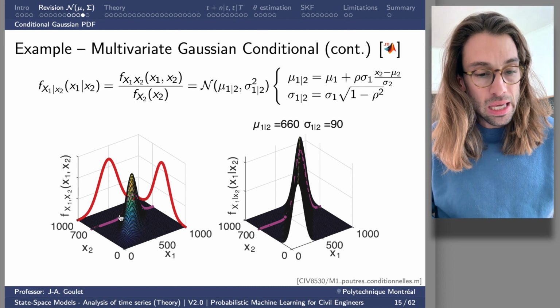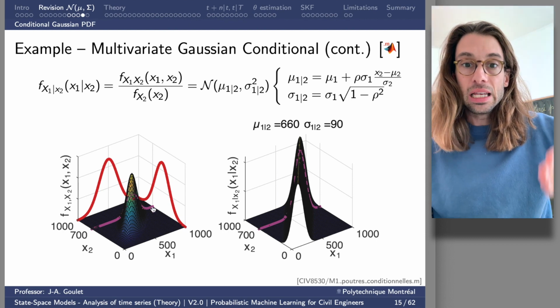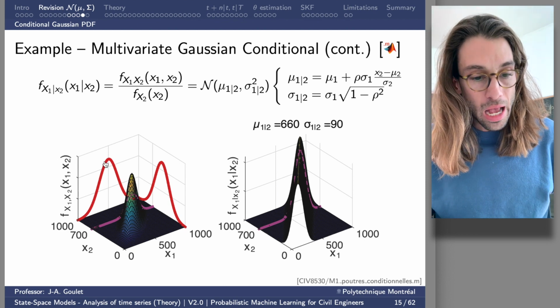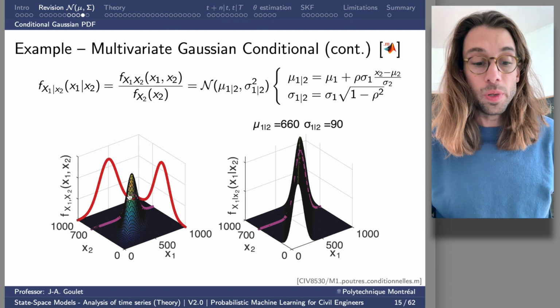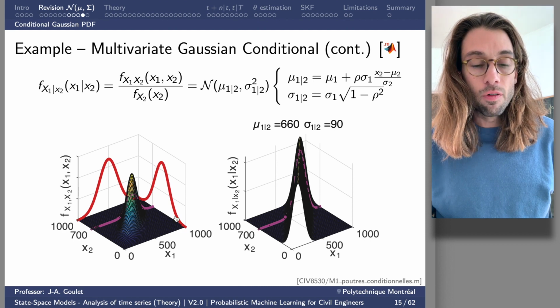And what we can see here in the pink line is like we've taken a slice in that joint PDF. Oh, before looking at that slice, what we have here as the red line would be the marginal PDF for x1, and the marginal PDF for x2.